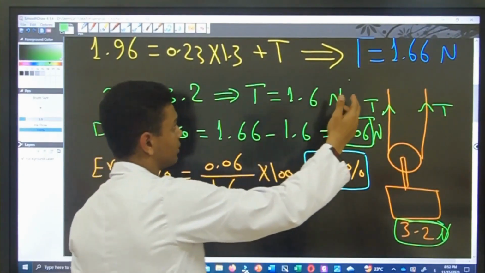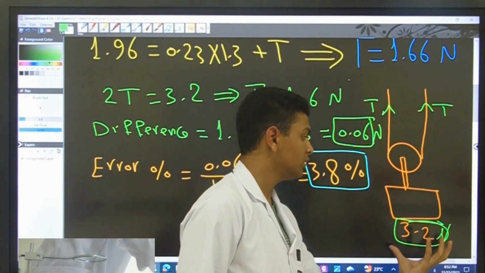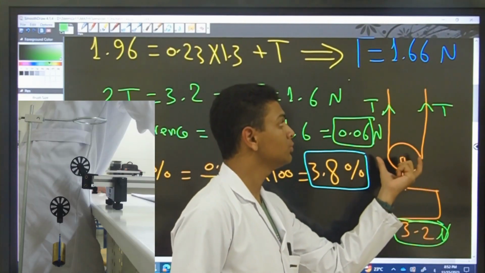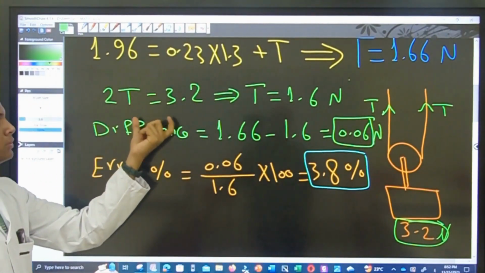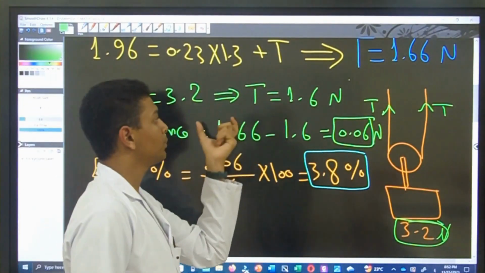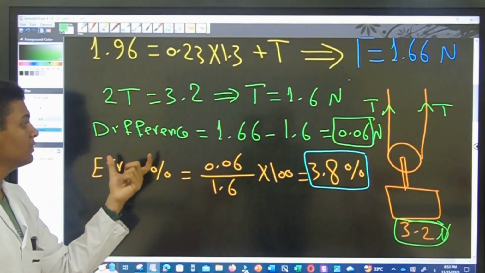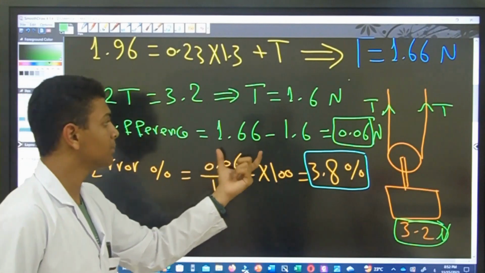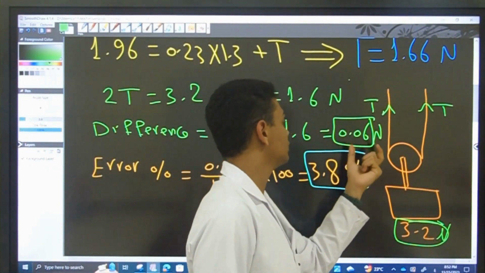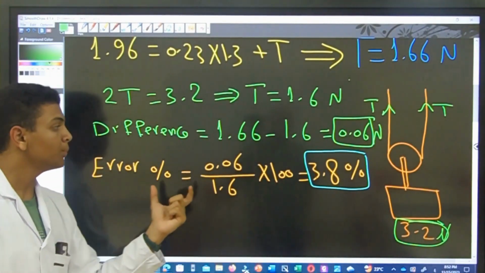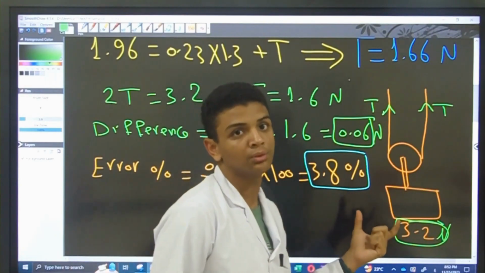After getting the tension, which is equal to 1.66 Newton, we here have the weight of 3.2 Newton, as you remember, which is distributed on the string into two tensions. Two tension equal 3.2, so tension equals 3.2 divided by 2, equal to 1.6 Newton, as our result. The difference here is 1.66 minus 1.6, which results in an error of 0.06 Newton. The error percent here is 0.06 divided by 1.6 times 100, equals 3.8% error.